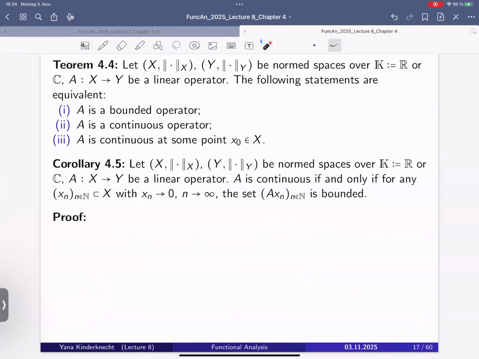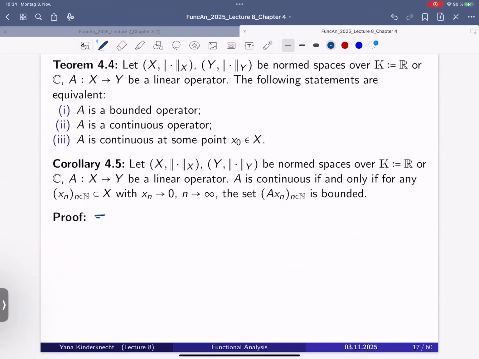Okay, corollary from this statement. Let X and Y be normed spaces over K, A be a linear operator. A is continuous if and only if for any sequence xn in X which tends to 0, the set of the images, so this is a sequence in Y, this sequence is bounded. This is also a kind of a useful criterion. So let me discuss the proof.